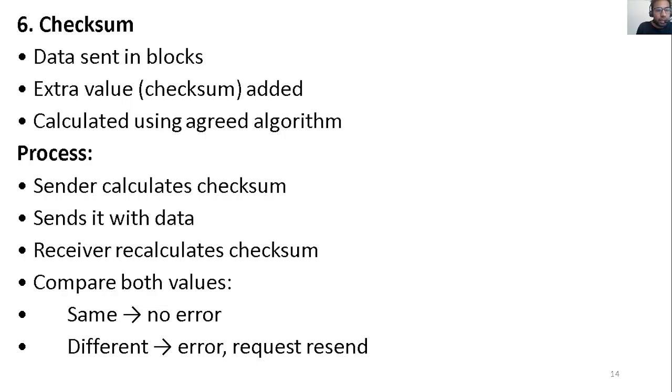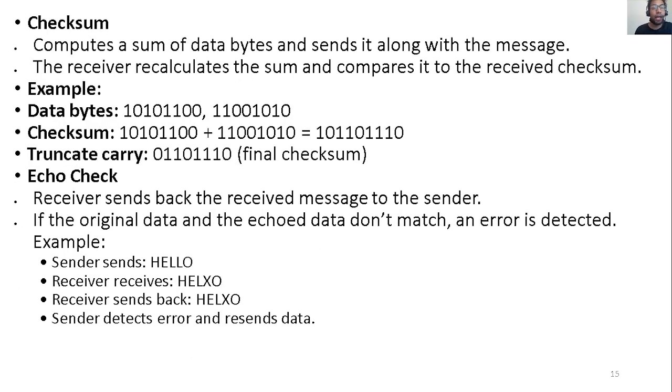Sender calculates the checksum and sends it with the data. Receiver recalculates that checksum with the same algorithm, and then when both values are compared, if they are the same, then there is no error. But if the value is different at the receiver's end, then of course a request has to be made to resend.